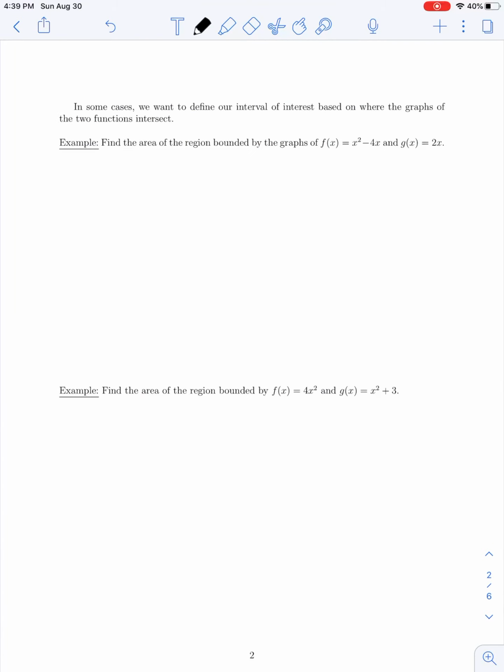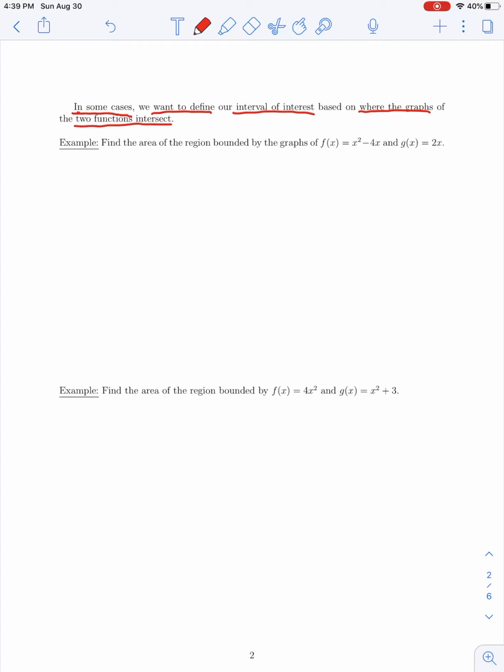So here, I'll mention in most of these problems, or in some cases, we want to define the interval of interest based on where the graphs of these two functions intersect. So often we are not given the interval of integration for a problem, but we need to determine the interval based off where these two graphs intersect one another.